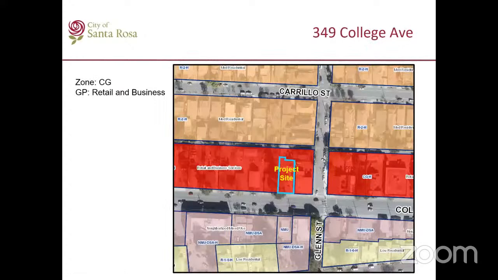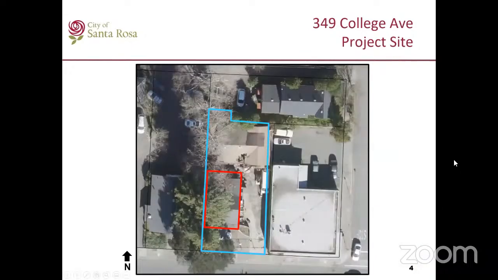So here is where the project is located. The zone is CG, general commercial, and consistent with the general plan, retail and businesses land use. The site has been used for commercial for a long time, and since the fire happened in 2018, this property has been vacant and fenced.